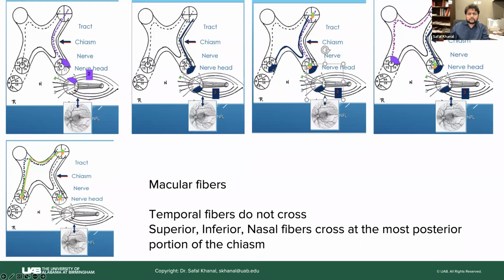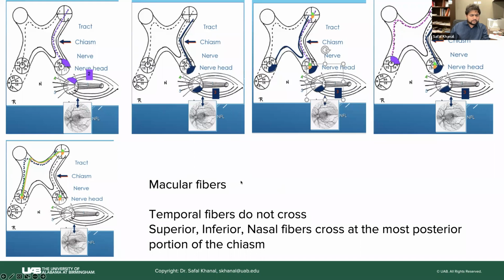So your inferior nasal fibers, this is the retina, this is after the crossing. Inferior nasal fibers are crossing in the anterior part of the optic chiasm. They try to enter the contralateral optic nerve, they make a loop, and then they go forward. This is called the anterior knee. And then the superior nasal fibers cross in the posterior part of the optic chiasm called the posterior knee.